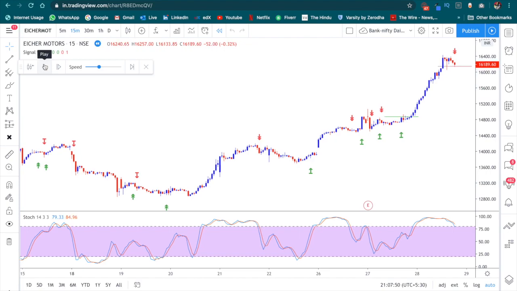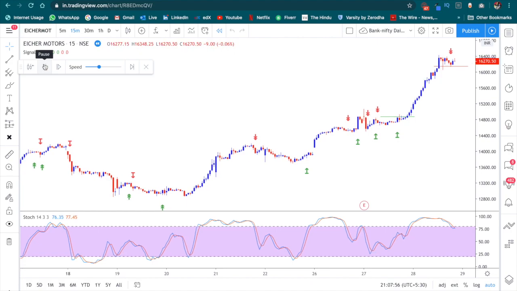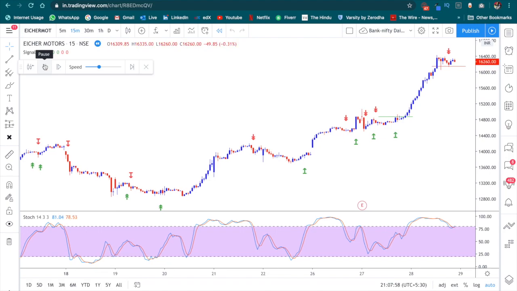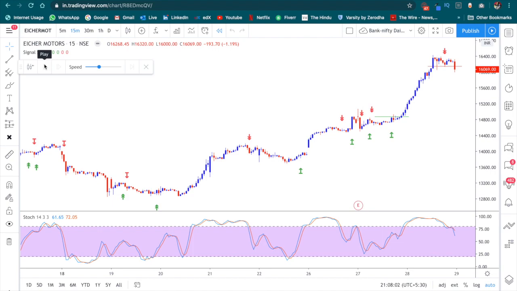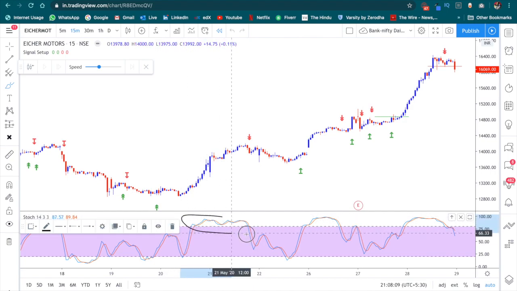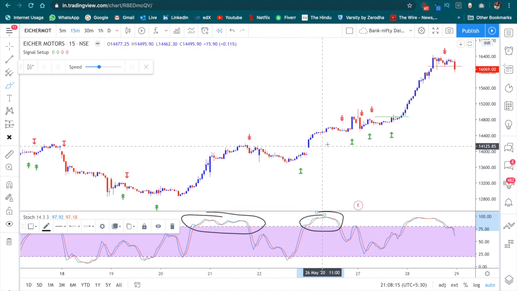Here, finally, a sell signal was generated along with the signal line. Now, the signal line is a clear guideline for the trader and helps him take a decision properly. As you can see in these examples, the stochastic has been in the overbought zone for quite some time, and yet the price has kept on moving.